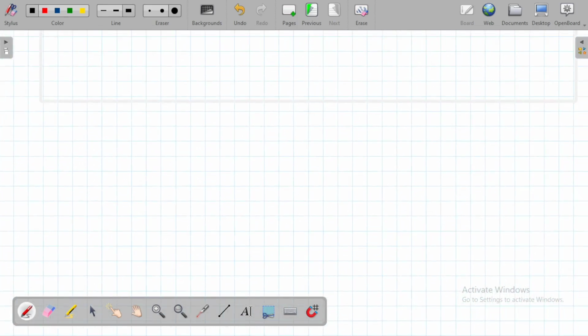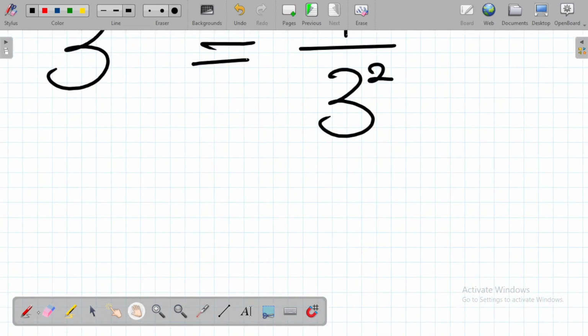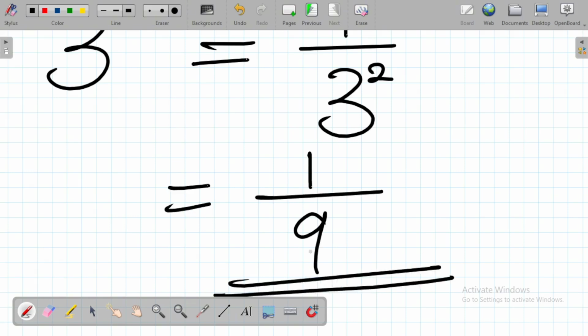So let's take another example. If we have 3 raised to power minus 2, 3 raised to power minus 2 is equal to 1 all over 3 raised to power 2, which gives us 1 all over 9, since 3 raised to power 2 is 9. So this is our answer.